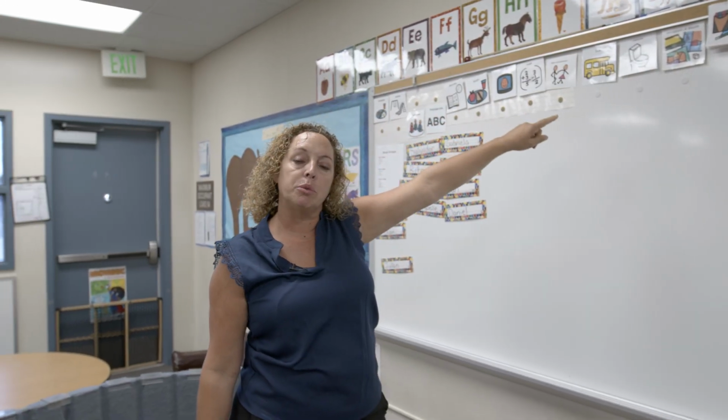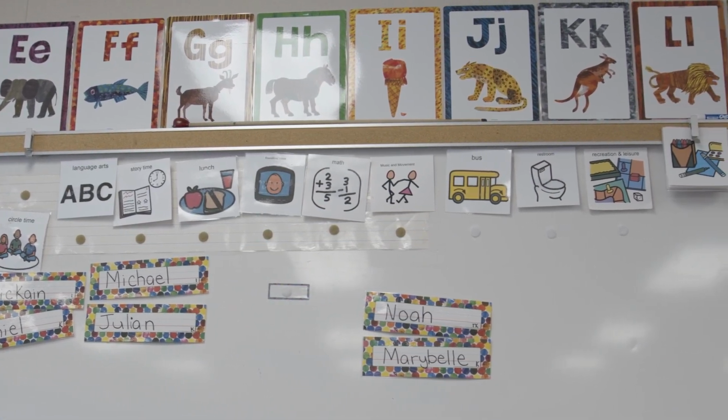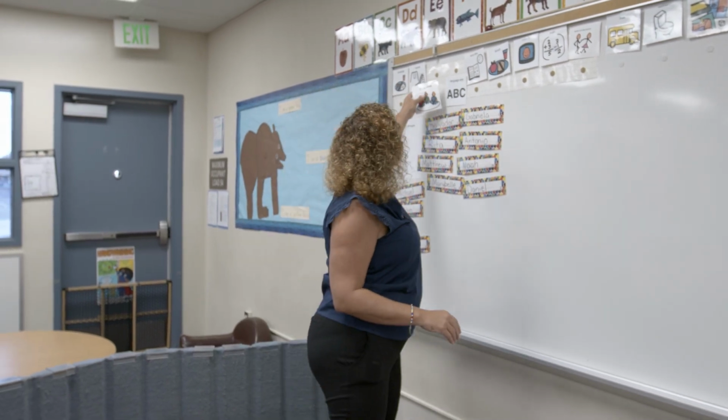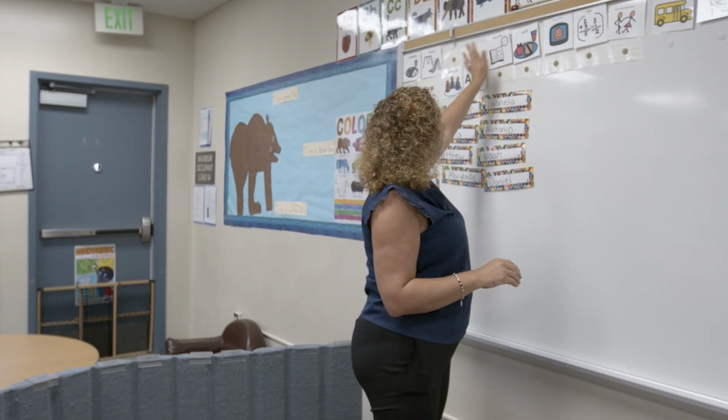Once again, I have a visual schedule up here too, so I can refer back to it and let the students know it is circle time, it's time to sit down. When we're done with that, we'll put this down here, and then we're gonna go into our small group rotations. So it's nice to have all of this to refer back to for the students.